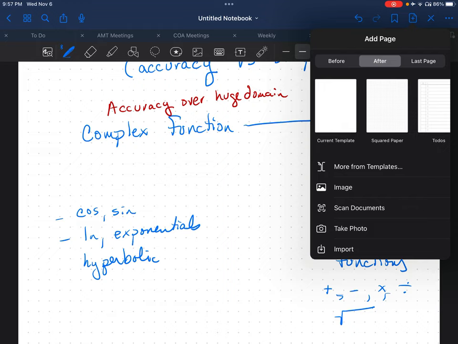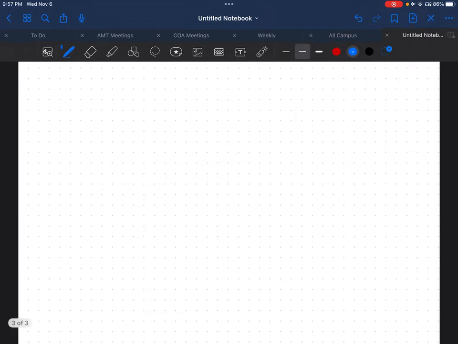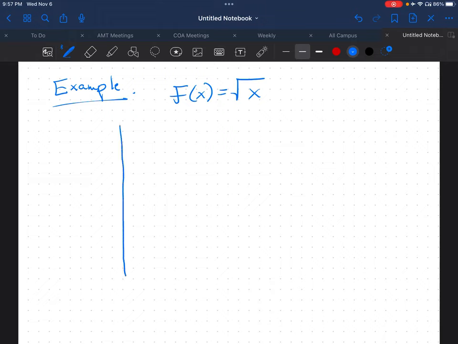Okay, let me see if I can get another page. Okay. So I'm going to do an example. And I just want to think real quick about this function, f of x is equal to the square root of x, right? And I want to draw it, and then I want to draw a tangent line and just think about this. So I have this here. And my square root function looks like this. Passes through here, passes through 1, 1, and passes through 4, 2.